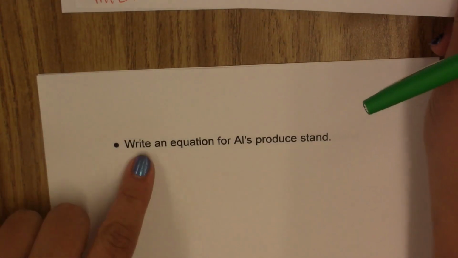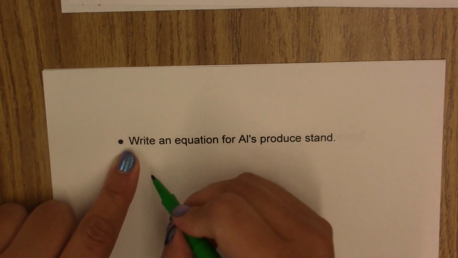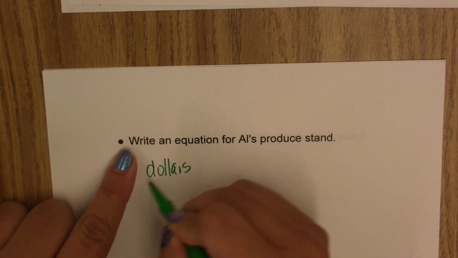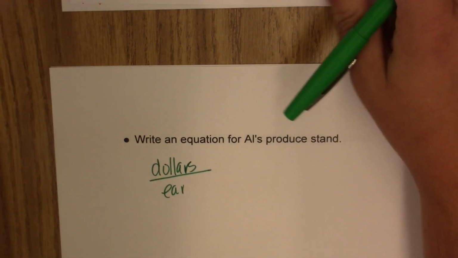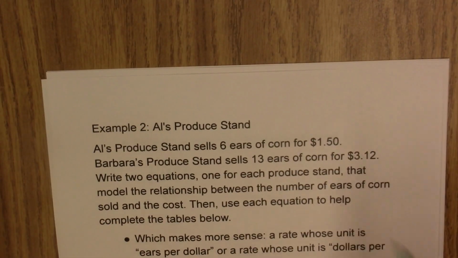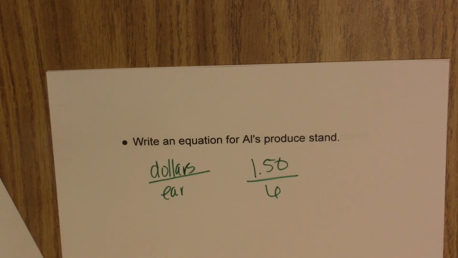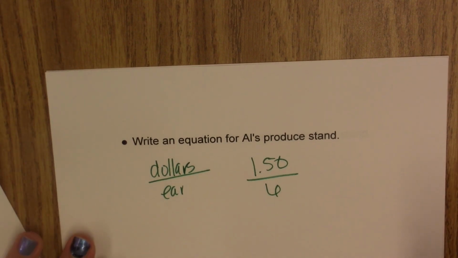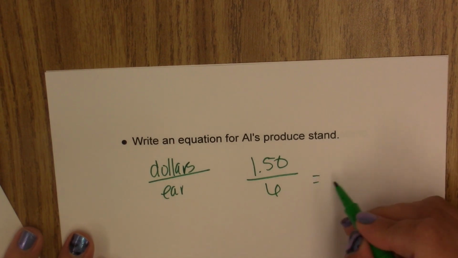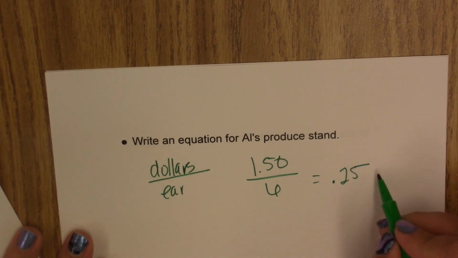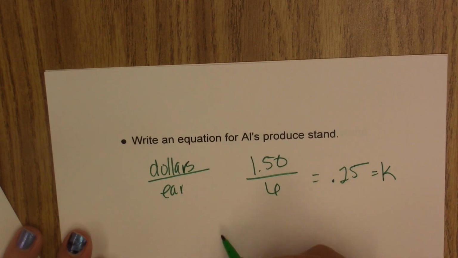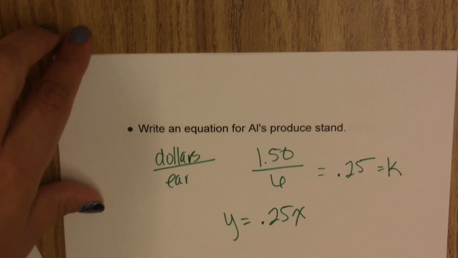Okay. Write an equation for Al's Produce Stand. So we're doing dollars per ear. And if we go back to the problem, we know he sells 6 ears for $1.50. So $1.50 gets you 6. And when we divide that out, we get a K value of 0.25. So that's equal to our K value. So our equation would be y equals 0.25 times x.